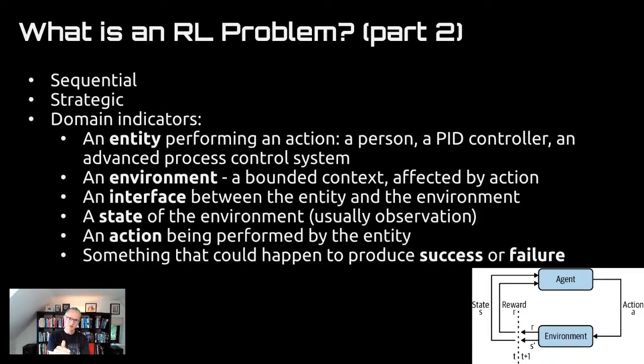The rest of them are all a little bit self-explanatory. The observation we obviously need, but it emerges from the environment. The action we obviously need, and that emerges from the problem definition: what you're trying to solve, what can the agent actually do? And the interface, actually, that's quite a key one.